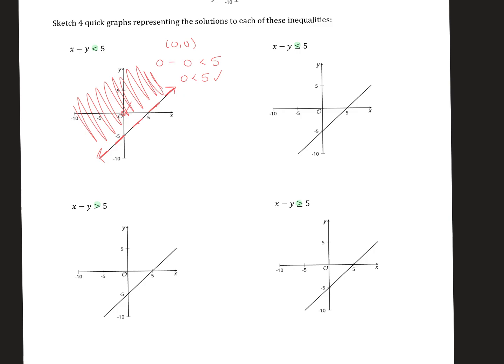Pause the video. Go through the other 3 graphs here. Think about whether you should have a solid line or a dashed line. Test a point to figure out which side of that graph to color in.